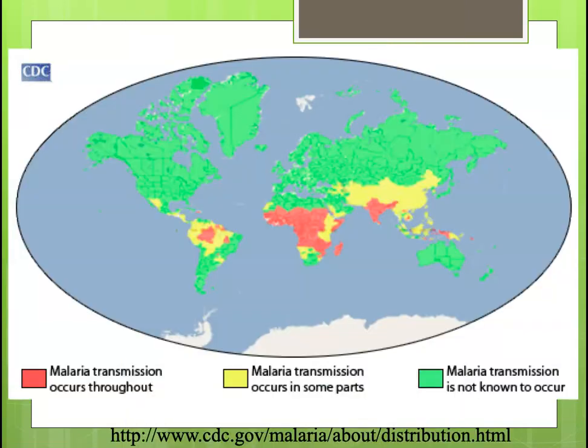And here's a fairly old picture from the CDC, but I'm sure it still applies. You get the idea. Malaria transmission occurs mostly in Africa and some other countries. We really don't see it. It's not endemic here. We do see it here, absolutely, but it's mostly from travelers.